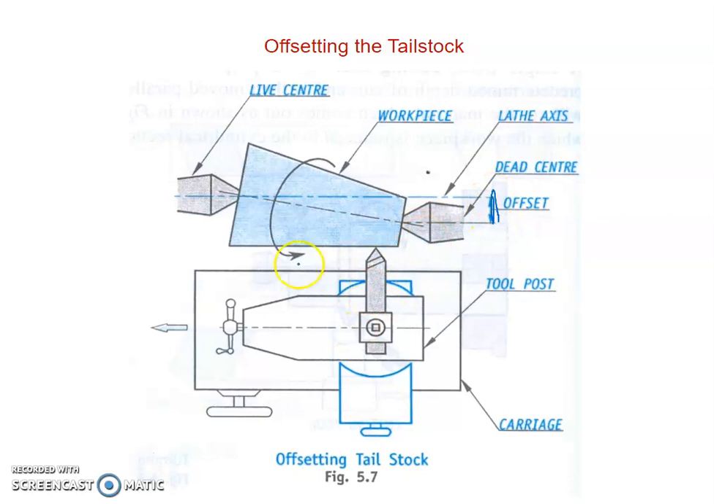When you offset it, the compound rest is not swiveled, it is perpendicular to the axis of the workpiece. Only by swiveling the compound rest could we incline the tool at an angle. When you move the tool along the axis of the workpiece, it will cut the material and we can get the tapered surface on the cylindrical workpiece. This is the other method of taper turning, offsetting the tailstock.